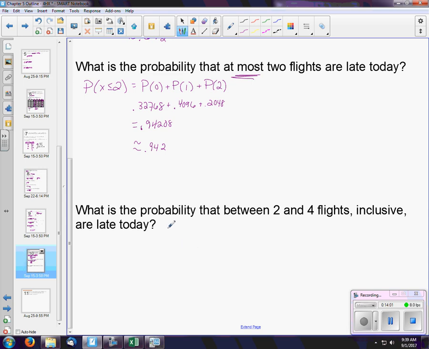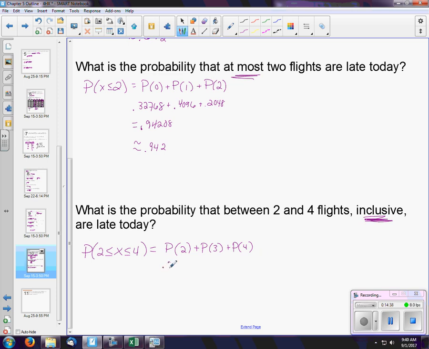One last thing I'd like to show you, and then I want to say a few things to conclude here, is what's the probability that between 2 and 4 flights, inclusive, are late today? Inclusive means including those 2 numbers. So that would be the probability that somewhere between 2 and 4 flights are late today. So that would be equal to the probability, start with the lower bound, 2, plus the probability of 3 flights being late, plus keep going until you reach the upper bound here, which would be 4. So same thing, go through and add up all 3 of these.